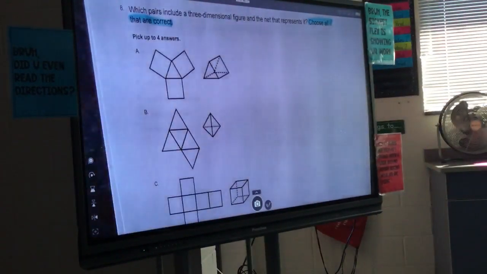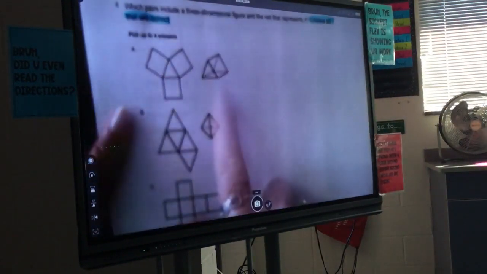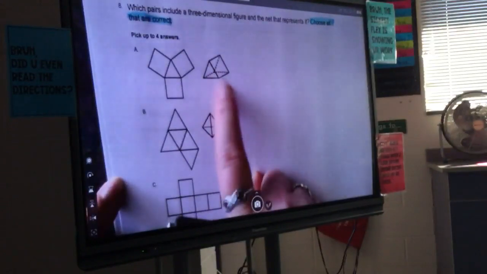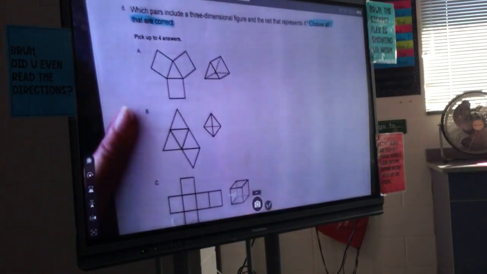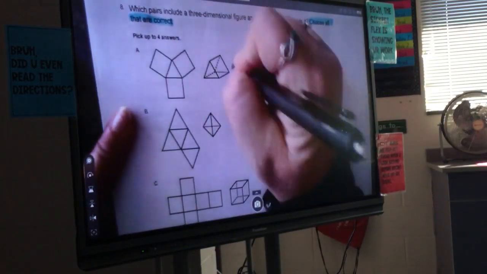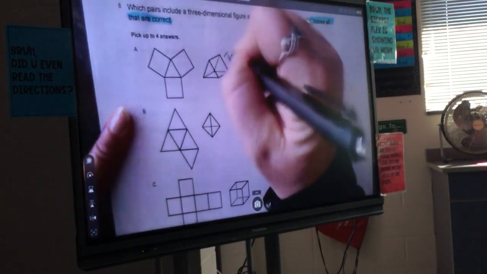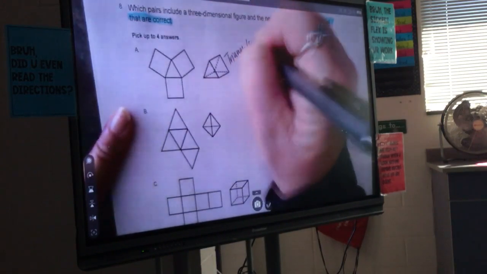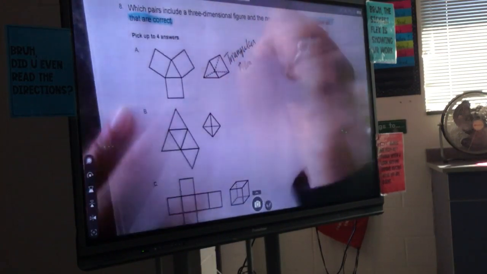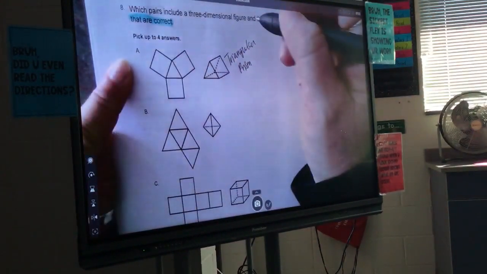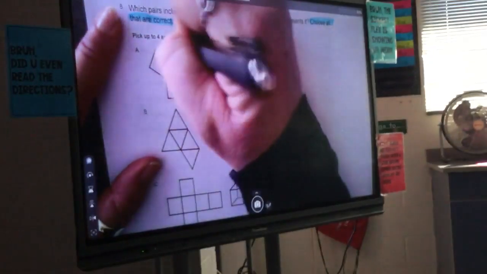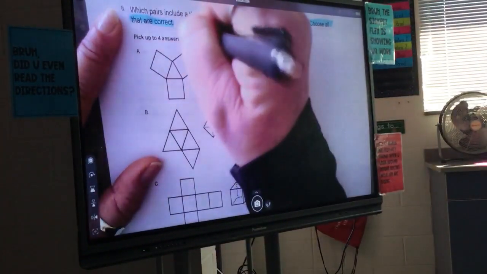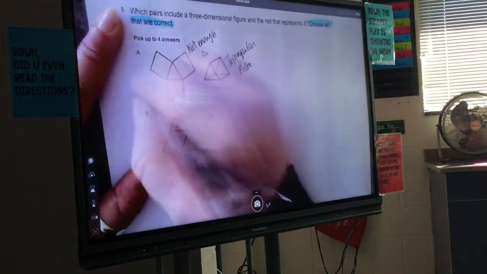Okay? So let's go through this. What shape is this right here? What shape is this one? This is a triangular prism, right? Well, this has three rectangles, so that part is good, but what is it missing? It doesn't have two triangles. Right, so not enough triangles. So this one is a no-go.